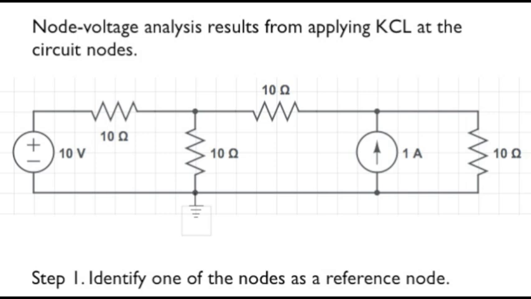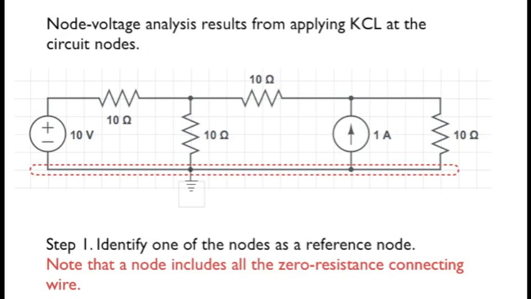Recall that voltage is an across variable. We speak of the voltage across 2 points in the circuit. Designate this reference node with a ground or reference node symbol. As we see here in this example, we've chosen the bottom node in the circuit. Now, a node is defined as a juncture between 2 or more branches of a circuit, and it includes all the zero resistance wire between connection points too. So our reference node includes all the circuit within the dotted red box that we see on this screen.